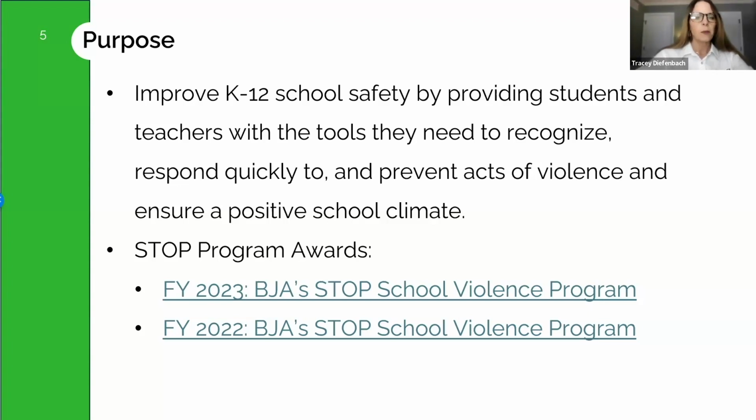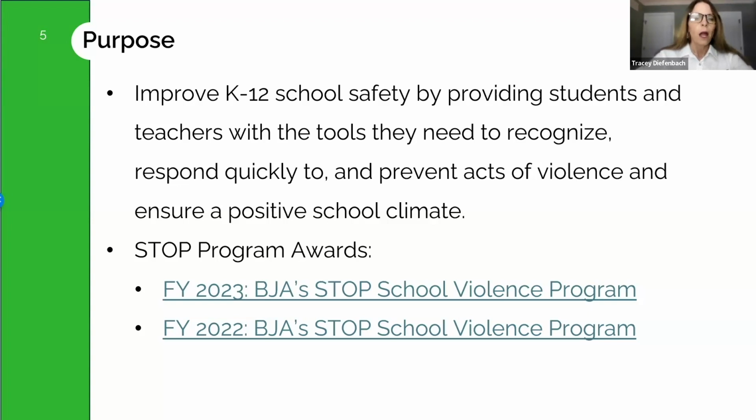BJA has been awarding funds through the STOP program since 2018. You can find examples of past successful projects on the link here in this slide. Additionally, again, at the end of today's session, in addition to the homework assignment, you should also receive a redacted example of a successful application. You can also go to this link to see some excerpts on some of the past successful projects.